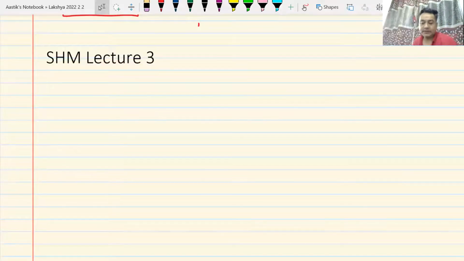This is simple harmonic motion lecture number 3. In the previous classes, we have seen the different types of simple harmonic motion. We have seen the equation of simple harmonic motion. We have seen the equation of energy of simple harmonic motion. We have seen that there are two types of energy. One is potential energy and the other one is kinetic energy.